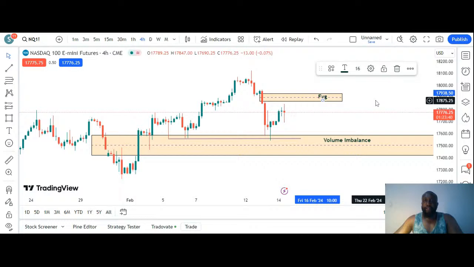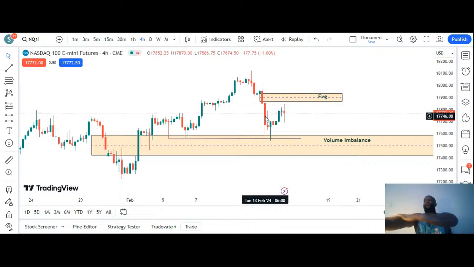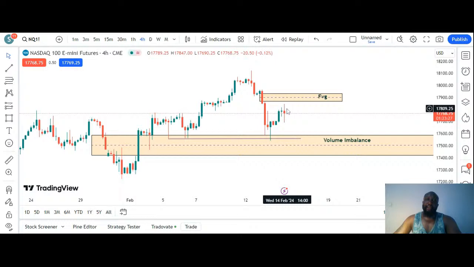Okay, so this is the fair value gap. This is what I have on my 4 hours on Nasdaq, and this is what I'd love to see. I'd love to see the price actually come in and bounce off at that level there.